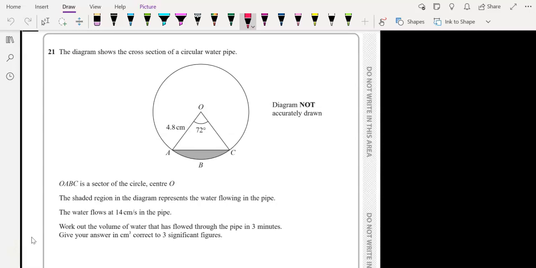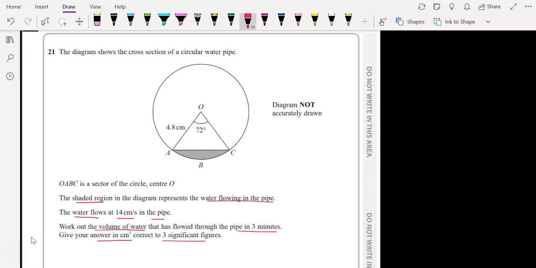Question 21. The diagram shows the cross section of a circular water pipe. OABC is a sector of a circle with center O. The shaded region in the diagram represents the water flowing in the pipe. The water flows at 14 centimeter per second in the pipe. Work out the volume of water that has flowed through the pipe in 3 minutes. Give your answer in cubic centimeter correct to 3 significant figures.